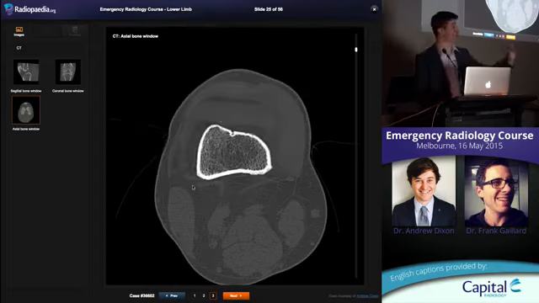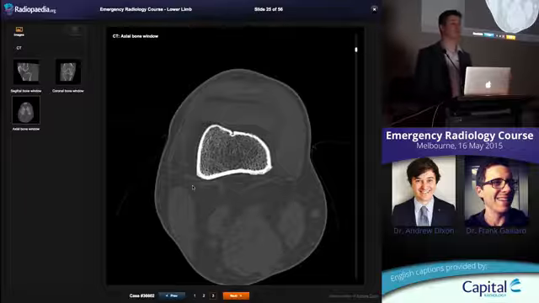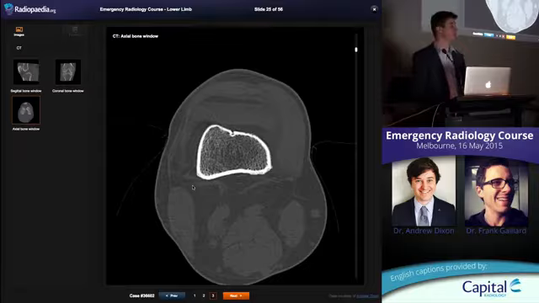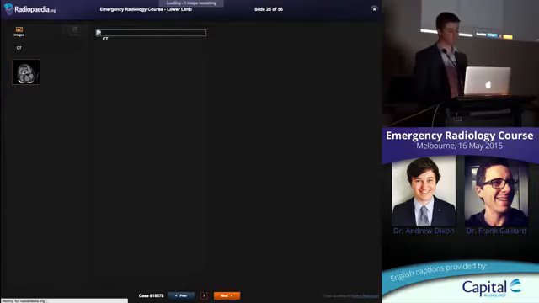The key is there, recognising the lipohemarthrosis. No one's going to spot the fracture, but everyone should spot that lipohemarthrosis and know there's going to be a fracture and request the CT. Oh, this image hasn't loaded. That was just a nice example of a lipohemarthrosis on soft tissue windows, just to really emphasise what that looks like.